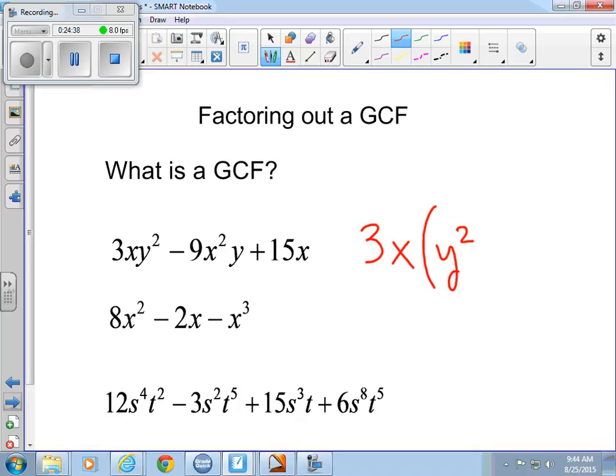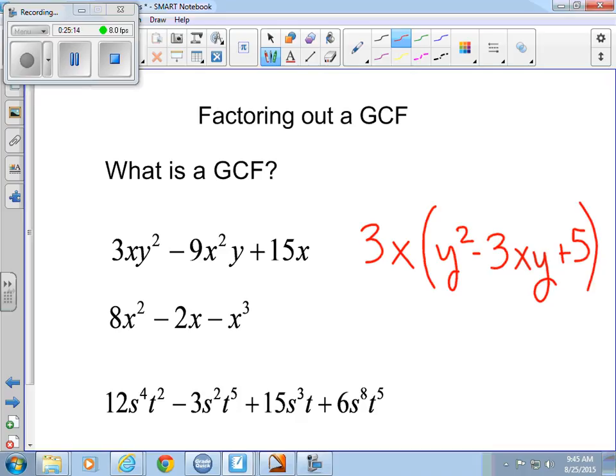What would be left if I divided 3x out of this? Let's start with the 3. 9 divided by 3 is 3, right? What's x squared divided by x? And y's just there. What's 15 divided by 3? And what happens to the x? Divide that, right? x divided by x is just 1.